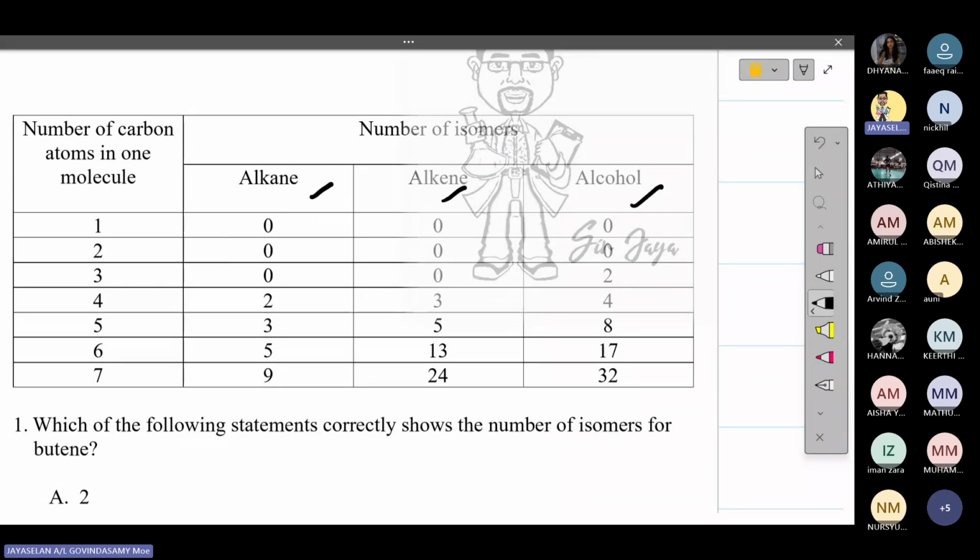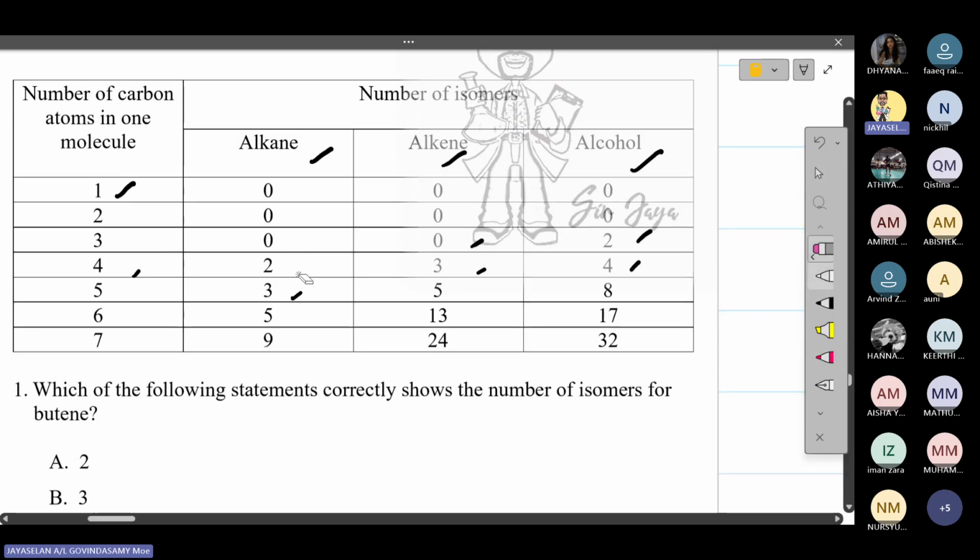You must remember. Isomers for alkane: N1 means carbon 1, 0. N2, 0. N3, 0, 0, 2. Okay, N4, 2, 3, 4. Must memorize. Okay, all this must be memorized. I have done it for you, you just memorize.